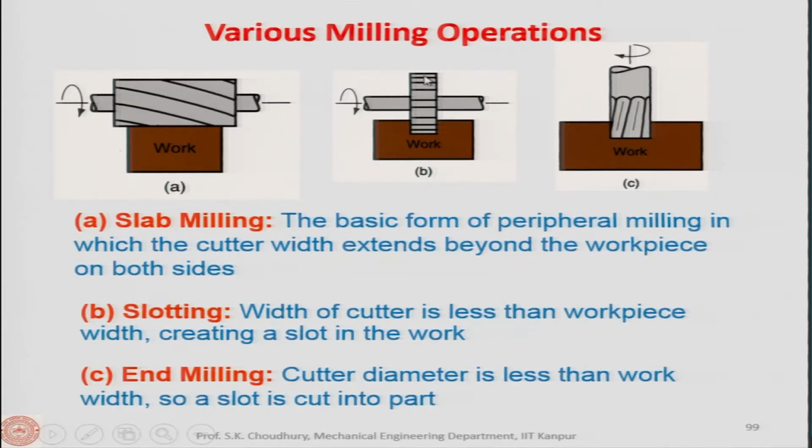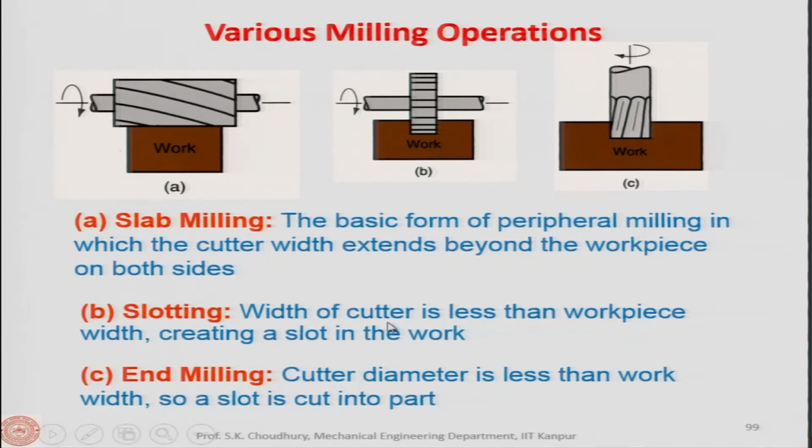Here we have the straight milling cutter, and the width of the cutter is less than the workpiece width. The width of the cutter creates a slot in the work, and this can be on a very long workpiece, and along the length of the workpiece the slot can be made. So you understand that it will rotate, and then the shaft, or arbor, along with the milling cutter will be given a feed along the length of the workpiece.